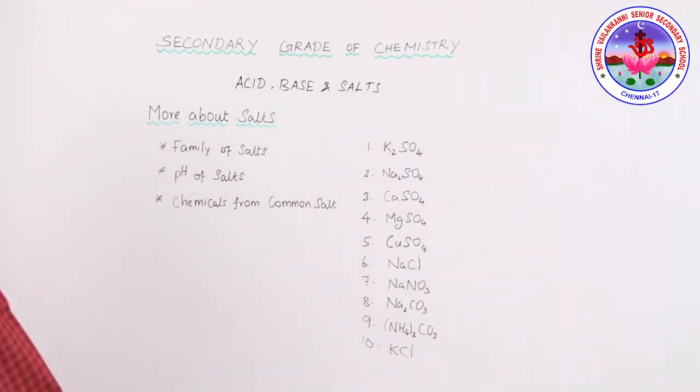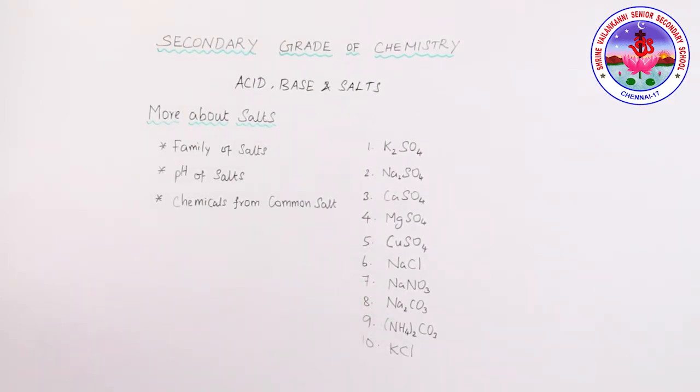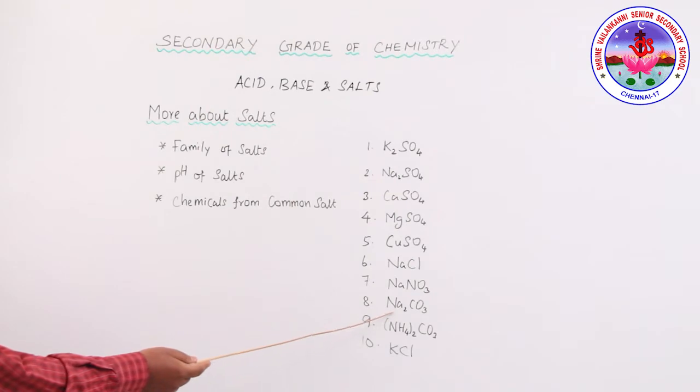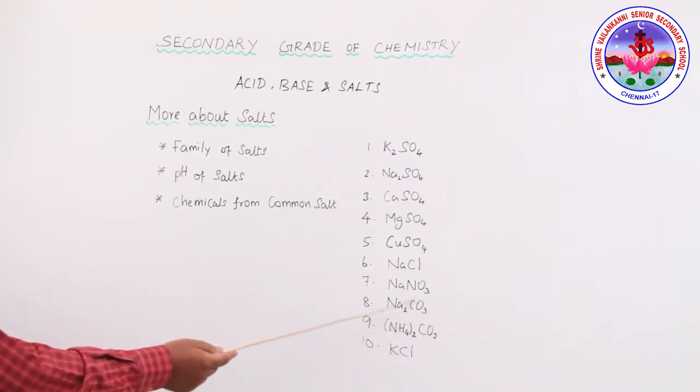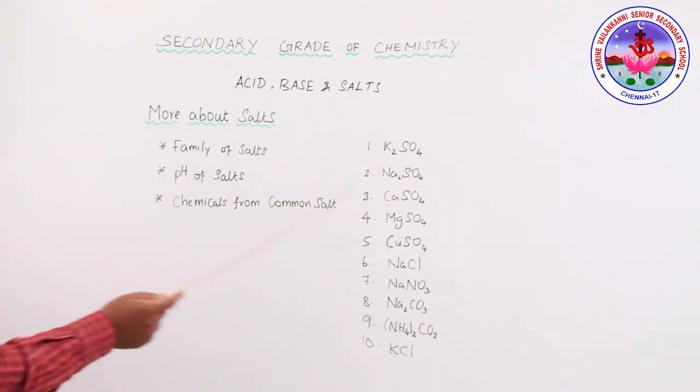So use KCl, potassium chloride. Sodium chloride and potassium chloride belong to the chloride family. These are our chloride salts. Then similarly, sodium carbonate and ammonium carbonate belong to the carbonate family. Like that, you can separate them into families of salts.